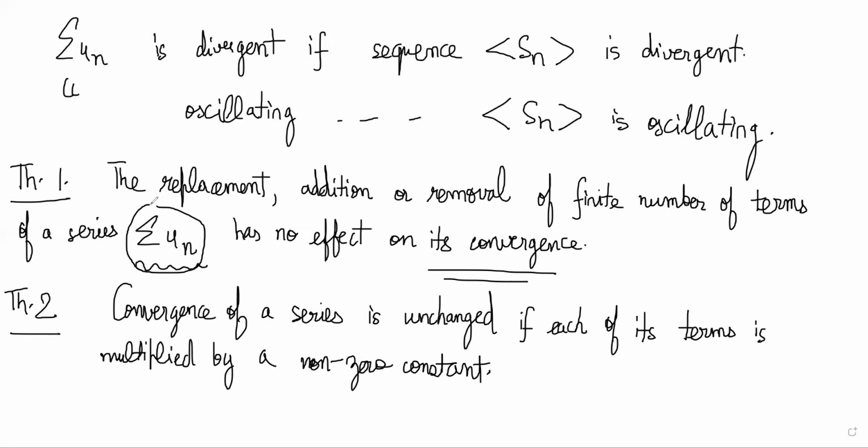The second theorem is saying just multiplying by a non-zero constant also doesn't change anything, because if it was convergent first, it would have been some finite value. You're just multiplying, so your limit will change to a multiple of that, but it is still going to be finite. And if it is divergent, anyway, it is going to go to infinity still. So with this much knowledge, let's look at some examples of series.